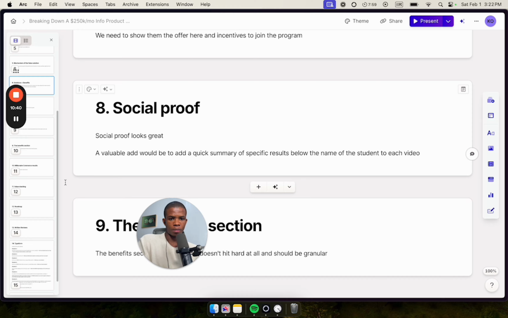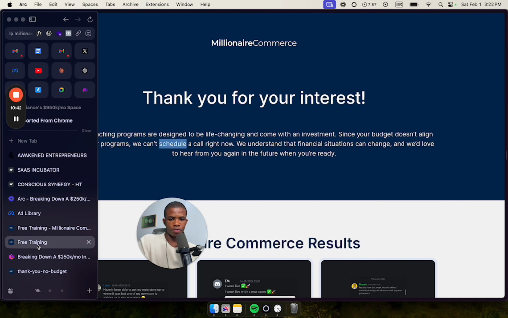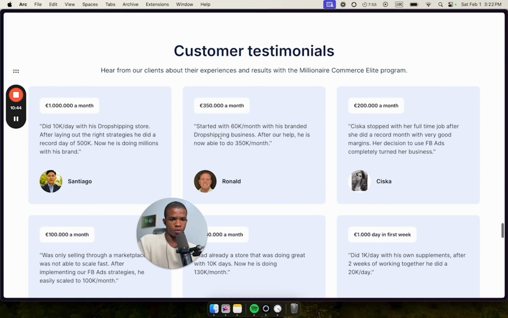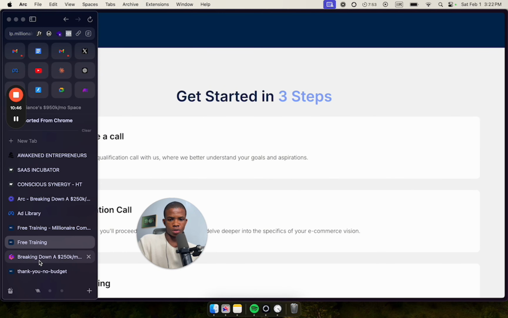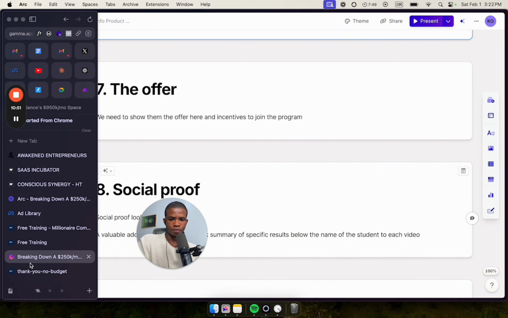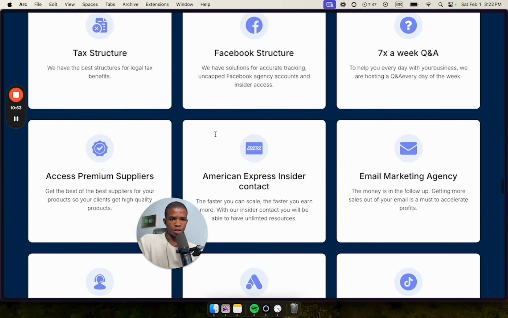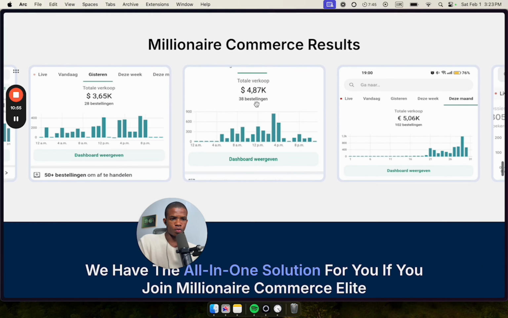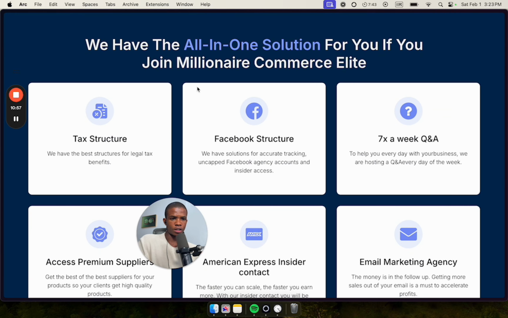Like I said, a valuable ad here for this social proof. So we have some social proof here. Let's go. So I actually skipped some sections. Let's go back here. So after the offer, the social proof here looks good. This section as well looks good.